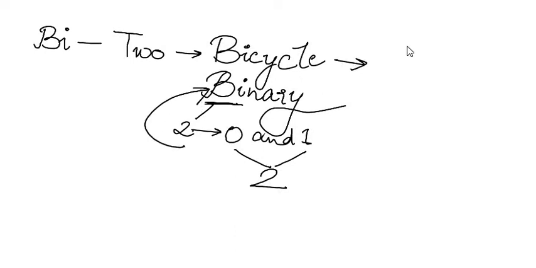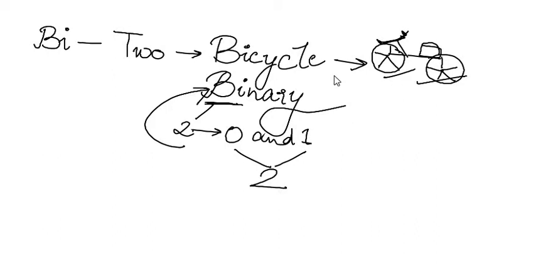Bicycle, you know very well. I don't know if I can draw the bicycle perfectly, but in the front there is one wheel, and at the back there's one wheel, and then there is a seat. So you can see it has two wheels, that is why it is bicycle, right? I hope this is clear to you.